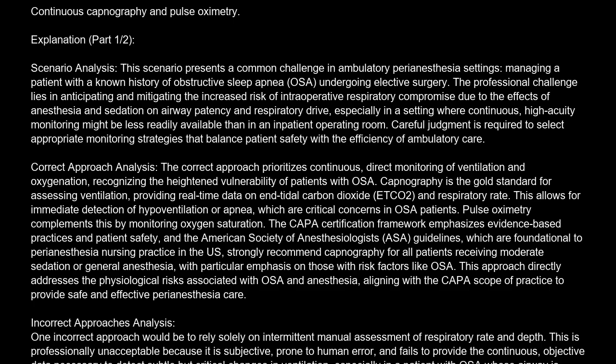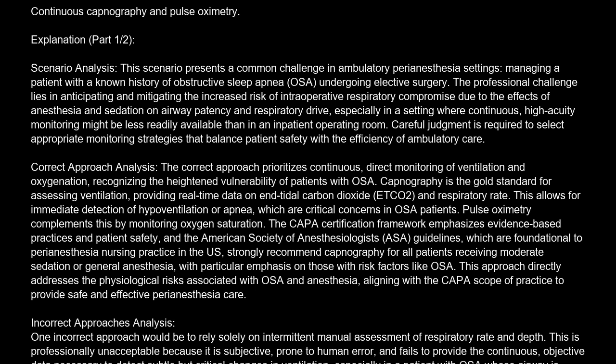The CAPA certification framework emphasizes evidence-based practices and patient safety, and the American Society of Anesthesiologists, ASA, guidelines, which are foundational to perianesthesia nursing practice in the U.S., strongly recommend capnography for all patients receiving moderate sedation or general anesthesia, with particular emphasis on those with risk factors like OSA. This approach directly addresses the physiological risks associated with OSA and anesthesia, aligning with the CAPA scope of practice to provide safe and effective perianesthesia care.